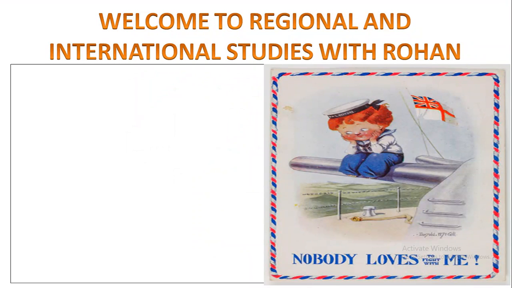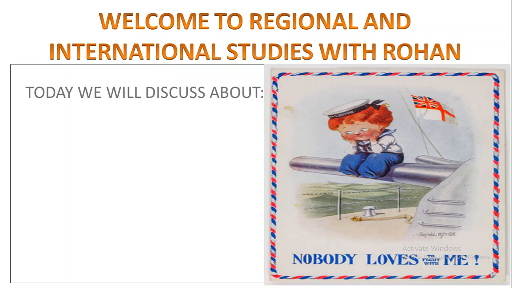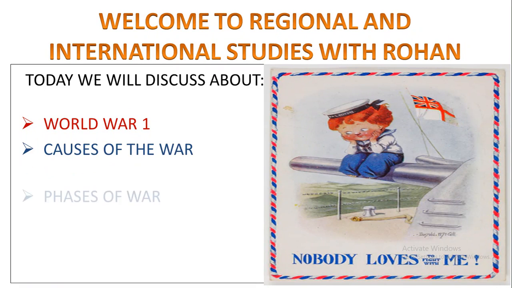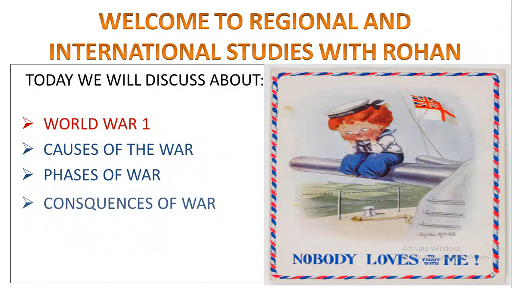Hello everyone. So today in this video we will discuss World War I. As we know, European countries were divided into two parts, the Central Powers and the Allied Powers. Second, we will see what were the causes of the war, phases of war and the consequences of war.